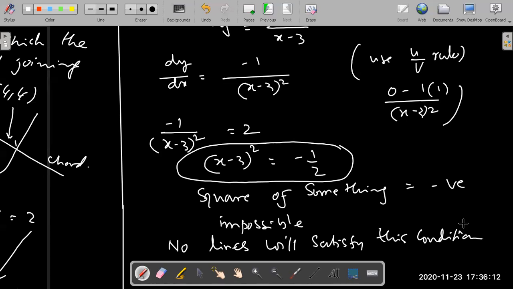Let me check the answer as well. Yeah, 11th question: no tangent to the curve which has a slope. So no lines will satisfy this condition also. That's done. Okay, so we can stop here for today.